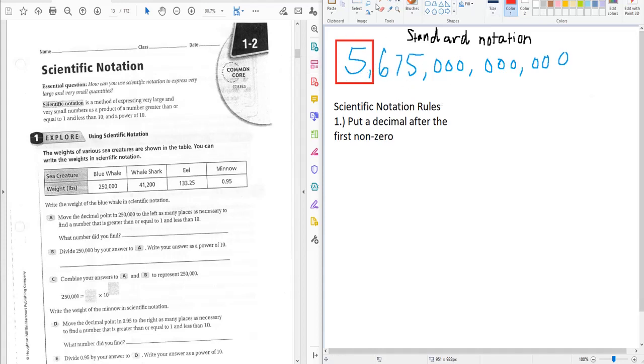So if I were to write that, it would go 5.675, and then I don't need the rest of the zeros, right? If it's after a decimal point, those extra zeros are kind of pointless. They don't help you understand the value. So all these zeros, gone.